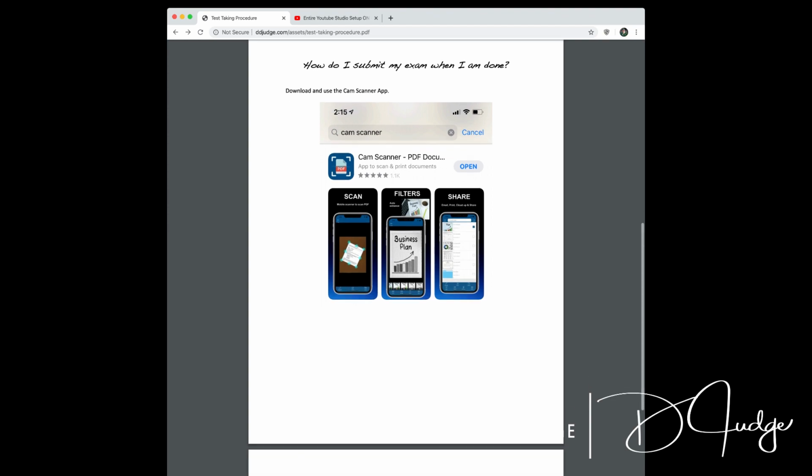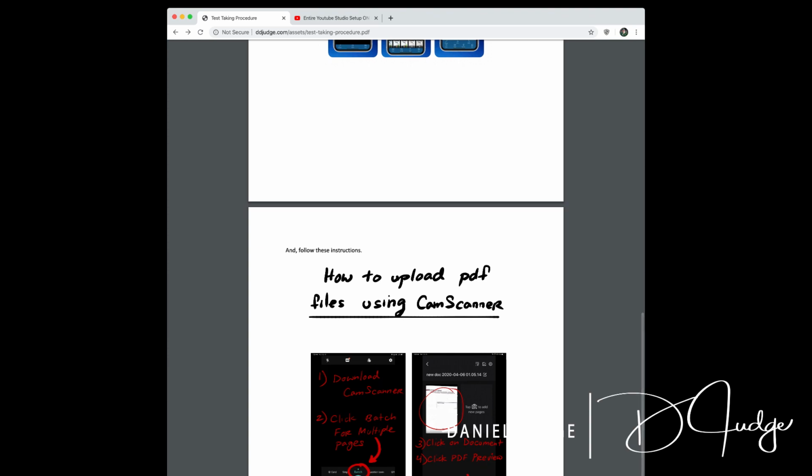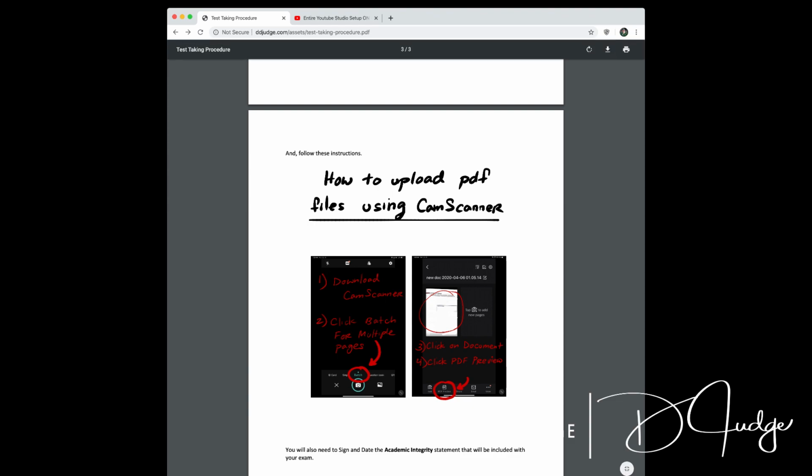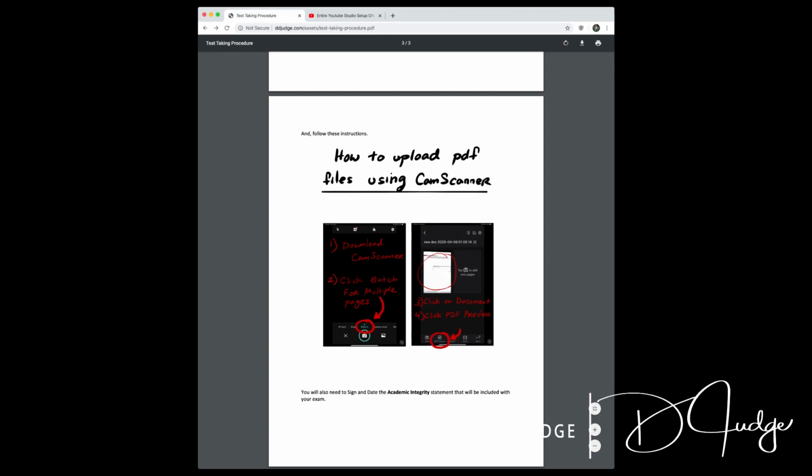And I even have some instructions here about what to do with the app, right? Follow these instructions. How do you upload your PDF files using CamScanner? Well, first of all, you have to download CamScanner. Click batch for multiple pages. So you're going to click that batch, and you're going to click on the document, and you click on that PDF preview, and this is going to be how we start to, let's go up here, how we start to submit things.